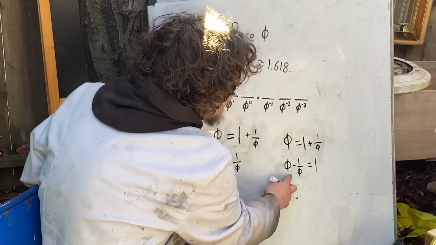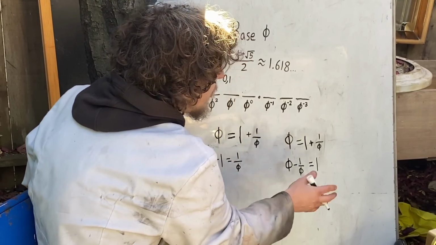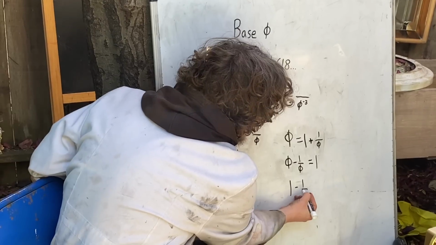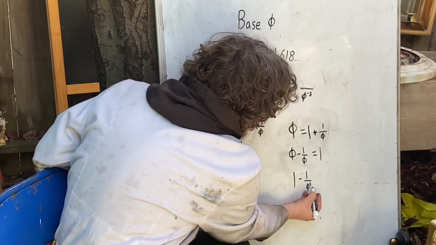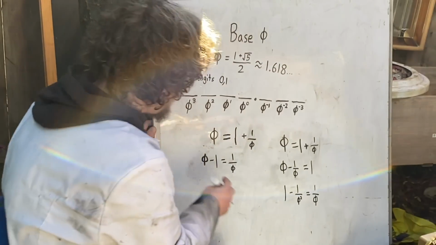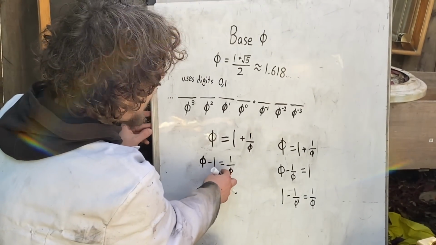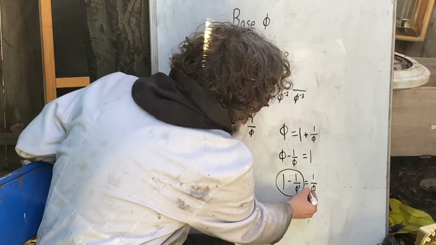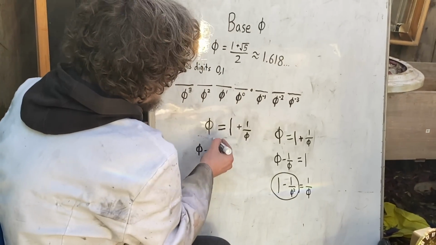And then we're going to divide each side of this by the golden ratio, giving us 1 minus 1 over the golden ratio squared equals 1 over the golden ratio. Now, both of these ended up having an equals the golden ratio, so we know that that also equals that.